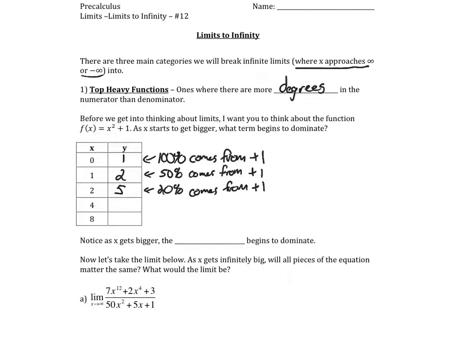When I plug in 4 for x, I get 4 squared plus 1, I get 17. In that case, I'll do the math for you. That's roughly 6% comes from the plus 1. 1 out of the 17, that's about 6%. So only 6% came from the plus 1. And believe it or not, it gets even worse. When I plug in 8, I get 8 squared is 64 plus 1. That's an answer of 65. That plus 1 at the end only accounts for 2%.